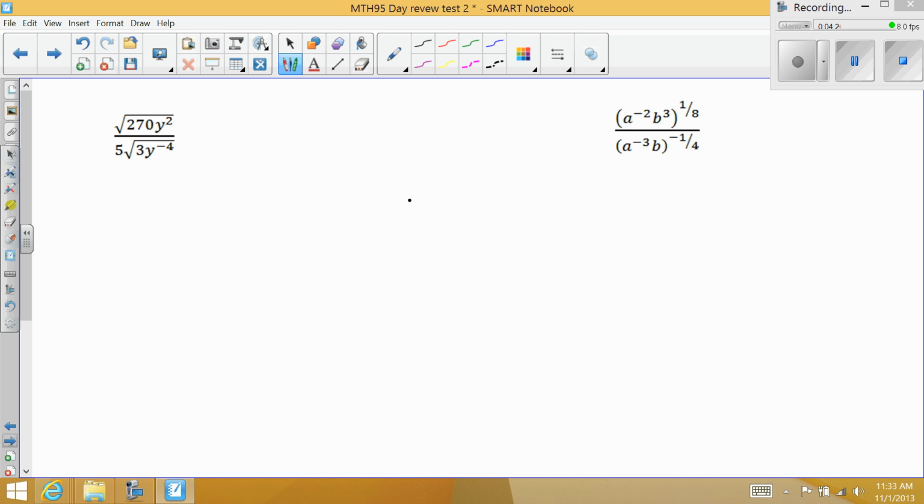Okay, a couple more of these. This was kind of messy. We do have a square root over a square root, and we can combine these inside the same square root using our properties of exponents. And then I do have a 5 out here, which I'm going to go ahead and make 1/5, move over to the side, and deal with it later. And work with this messier part here, the 270y squared over 3y to the negative 4th.